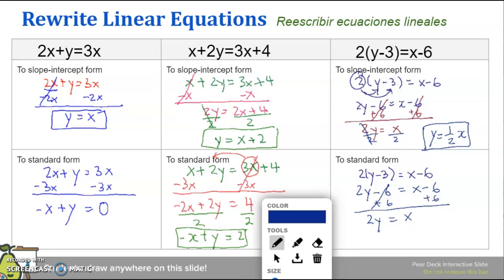But now we also want the variable x to come to the other side. We want just the constant on this side, so we're going to subtract x from both sides. And this becomes 0. And 2y minus x, or we want to write the x first, so it's going to be negative x plus 2y is equal to 0. That's my standard form.